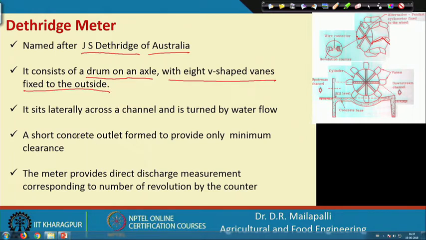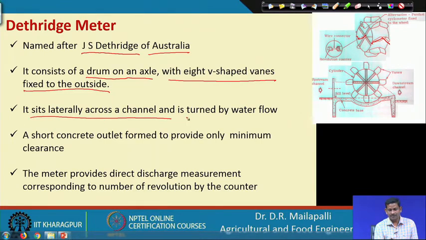The V shaped vanes are fixed outside the surface of the drum. The main principle is that the number of rotations caused by the flow of water is accounted and calibrated. So, the number of rotations will give the discharge. It sits laterally across the channel and is turned by water flow, because water itself causes the rotation of the drum, and a short concrete outlet is formed to provide only minimum clearance.